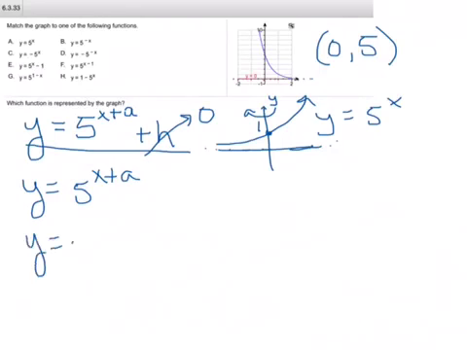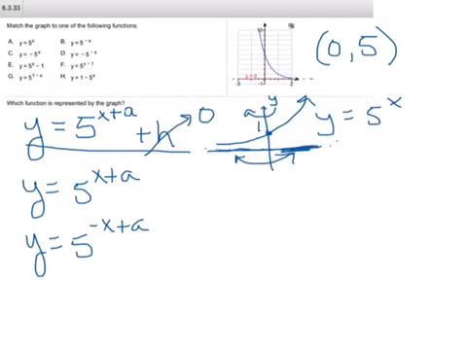So reflections around the y-axis are shown with negatives next to the x. That's because all of our positive x's over here turned into negative x's, and all of the negative x's over here turned into positive x's. So it reflects around the y-axis.